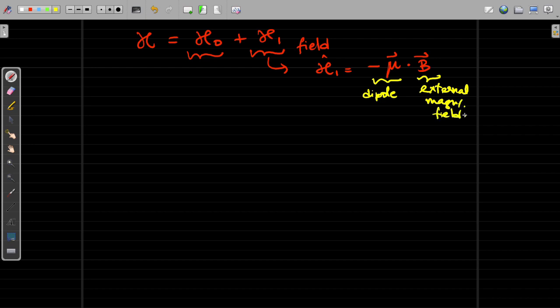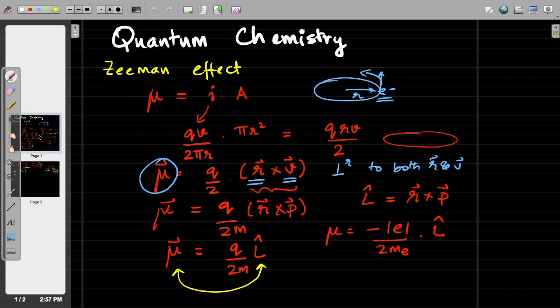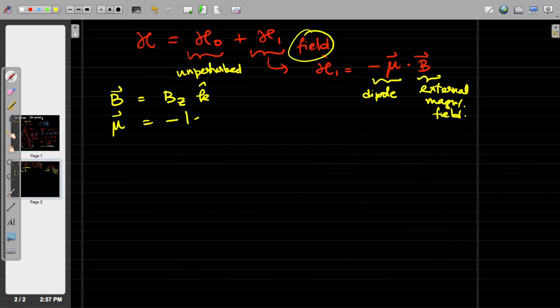Right? So now, having done that, one is able to appreciate the fact that our unperturbed Hamiltonian has an additional effect due to the magnetic field B. Let's say that we apply the B field only along the z axis. So B naught is given by Bz times k cap, and you had mu in the previous page, where mu is given by minus mod e divided by 2 me times L cap.